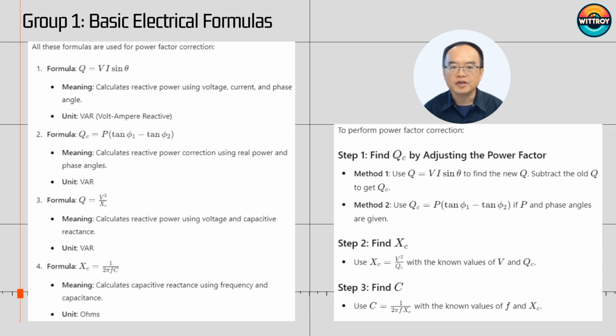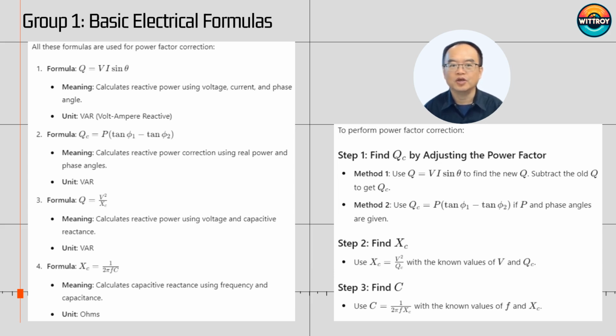angle, theta. Formula: QC equals P times (tan phi 1 minus tan phi 2). This formula calculates the reactive power correction, QC, using the real power, P, and the difference between the tangents of the initial and final phase angles, phi 1 and phi 2.